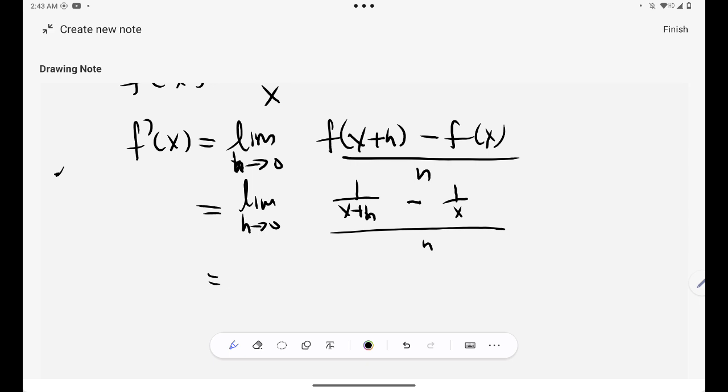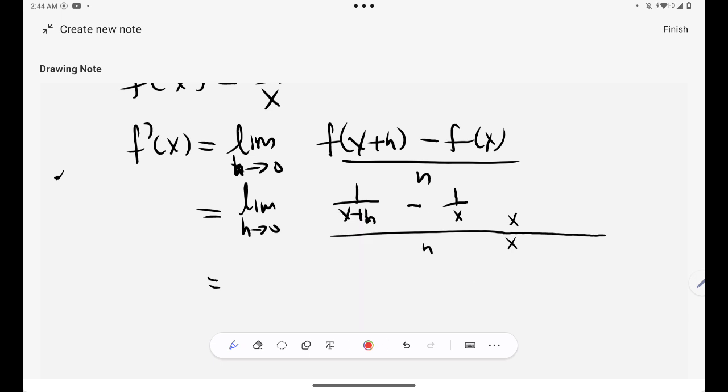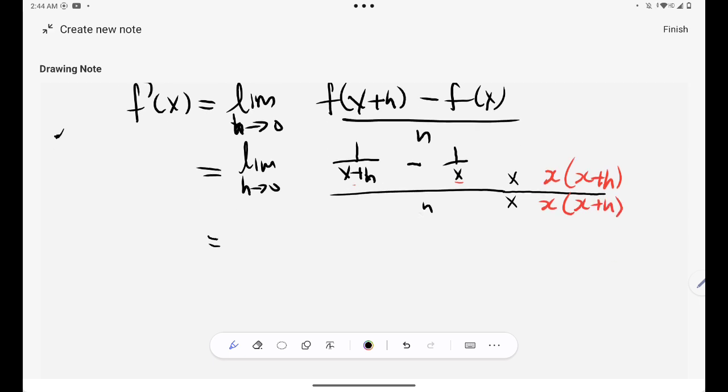Okay, whenever I deal with fractions, guys, I don't want to have fractions within a fraction. Are we together? I want to have whole numbers divided by whole numbers. So for me to get rid of this fraction, I must multiply the top and bottom with an LCD that will accommodate both the numerator and the denominator. So my LCD, since I have two different denominators, I'll just multiply them together. I'll have x and x plus h. Whatever I do at the top, I must do at the bottom.